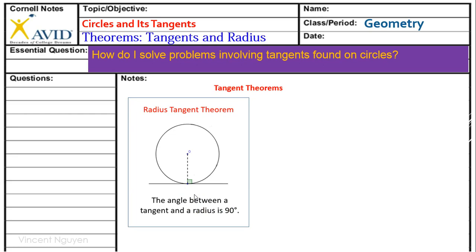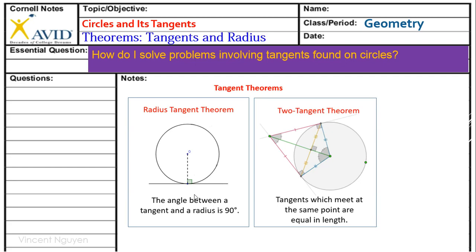The first one is called the radius tangent theorem. It says that any tangent that touches the circle is 90 degrees to the radius. So it touches the circle and forms a 90-degree angle with the radius. Now, this gives us an implication: anytime you have a right angle, you could draw a right triangle and use the Pythagorean theorem to solve those problems.